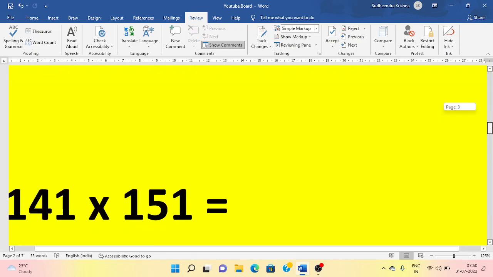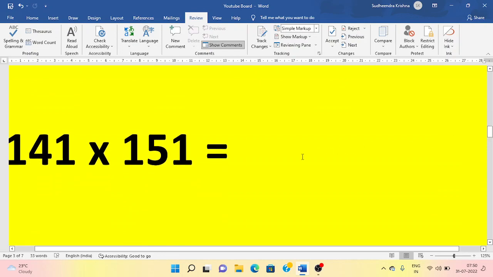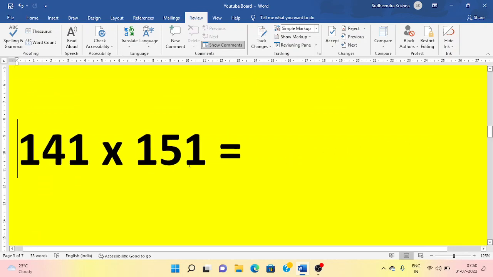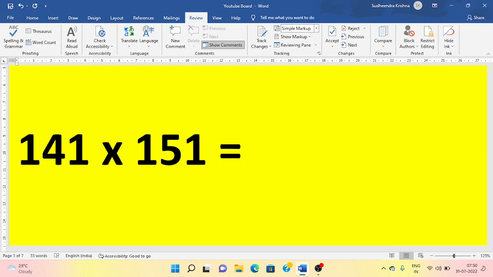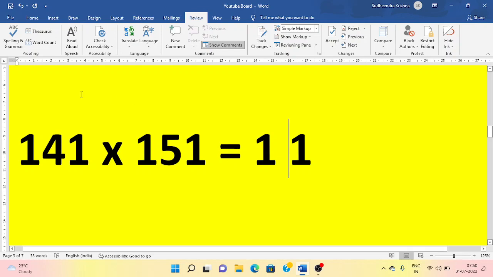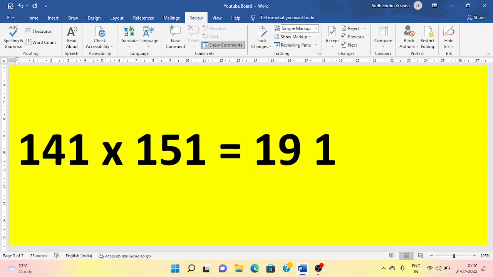Now let us take another simple example: 141 into 151. Because the two numbers are starting and ending with 1, put 1 on both sides. Now to get the next number, you have 4 in the middle of the first number and 5 in the middle of the second number. Add 4 and 5. 4 plus 5 is 9. Put 9 here, and on the right side also put 9.